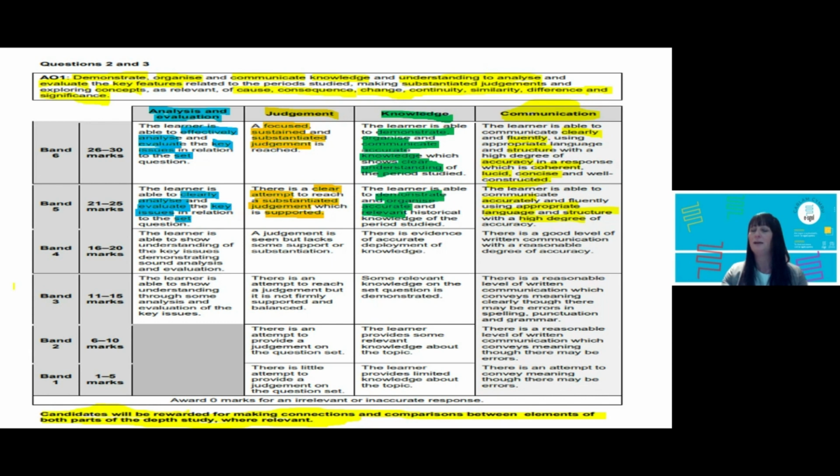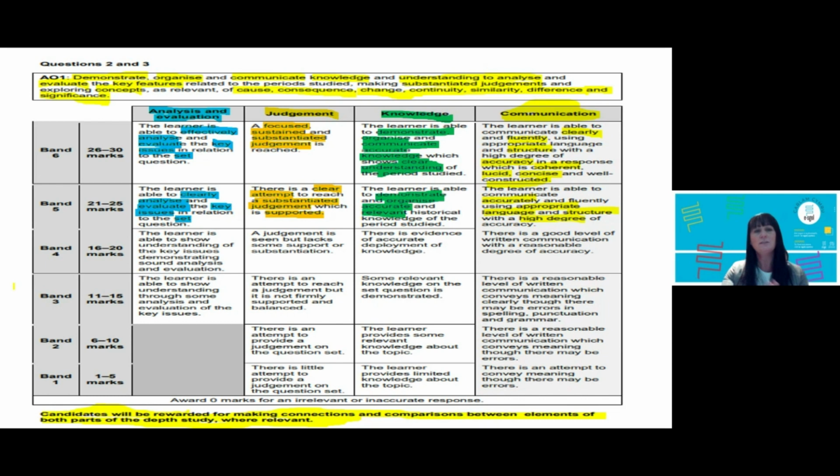And then the last section, which is communication. For band 5, the learner is able to communicate accurately and fluently using appropriate language and structure with a high degree of accuracy. And for band 6, the learner is able to communicate clearly and fluently using appropriate language and structure with a high degree of accuracy in a response which is coherent, lucid, concise, and well constructed. So lucid means you are able to carry it right the way through your essay. It's concise, it's accurate, it's well constructed.